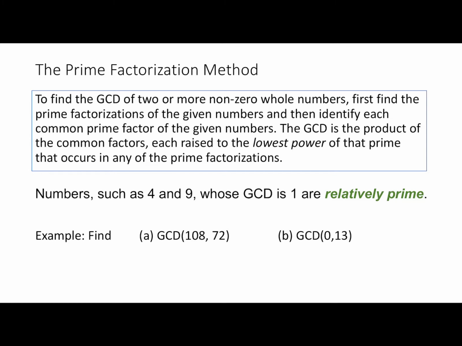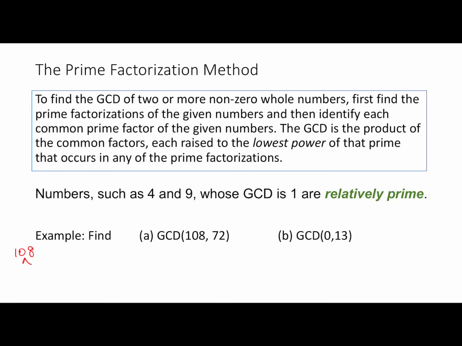If we have numbers whose GCD is 1, we call those numbers relatively prime. So for example, 4 and 9 are relatively prime. So let's try using the prime factorization method to calculate some GCDs. So the first thing I want to do is find the prime factorization of the two numbers here. So I want the GCD of 108 and 72.